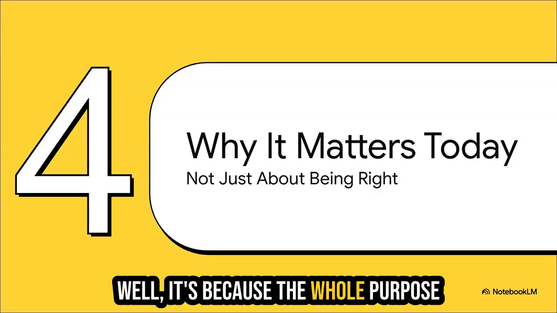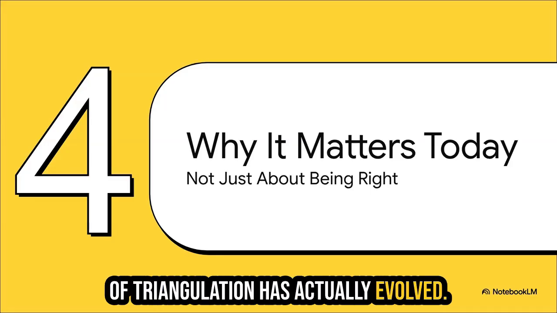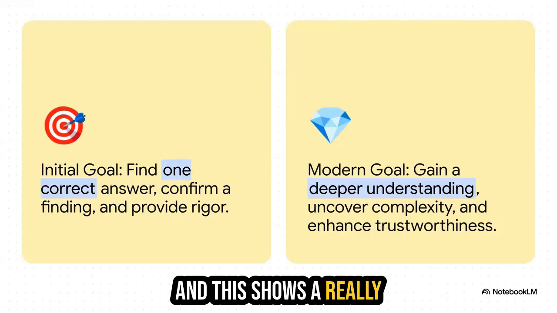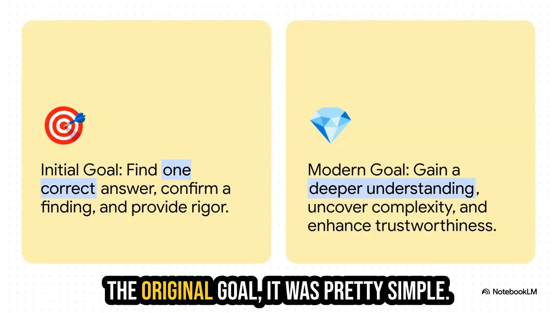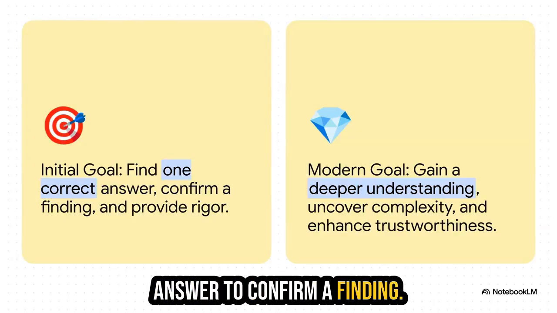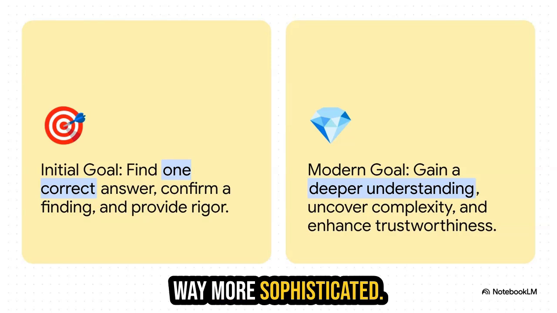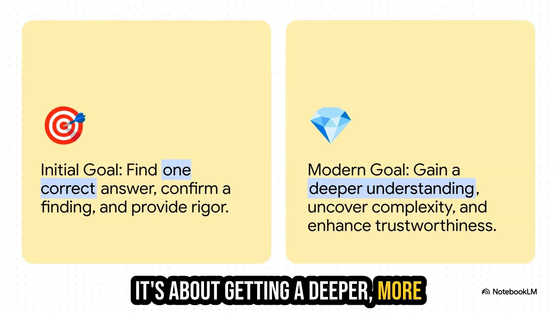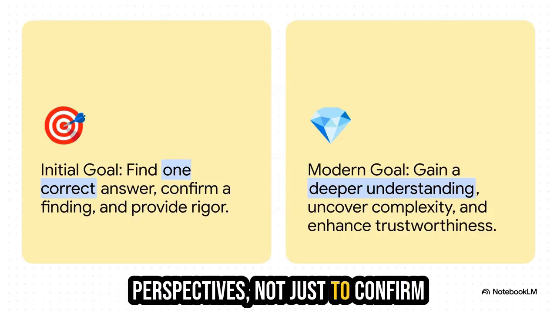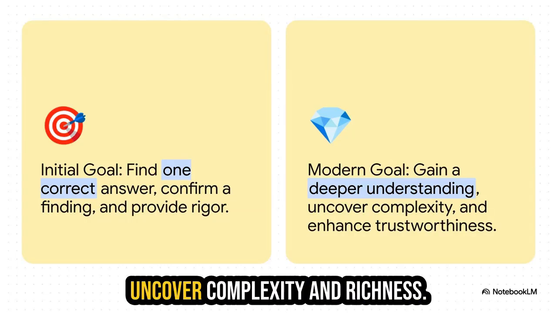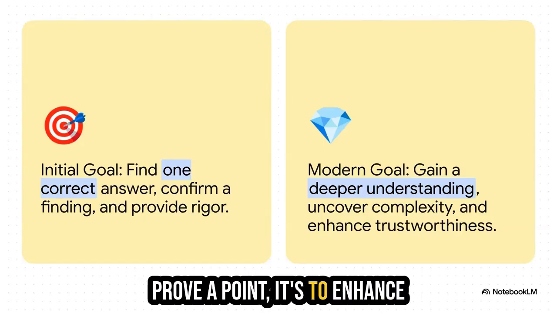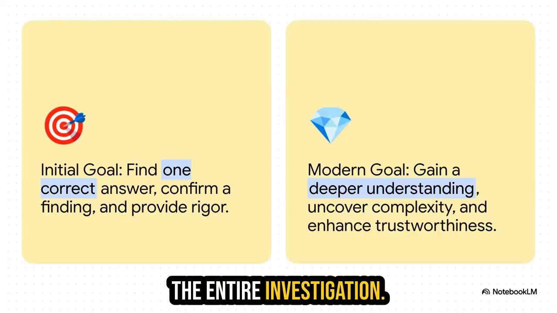Well, it's because the whole purpose of triangulation has actually evolved. It's not just about proving you're right anymore. And this shows a really crucial shift in thinking. The original goal, it was pretty simple. Find one single correct answer to confirm a finding. But today, the goal is way more sophisticated. It's about getting a deeper, more nuanced understanding of something. It's about using all these different perspectives, not just to confirm what you think you know, but to uncover complexity and richness. The goal today isn't just to prove a point. It's to enhance the trustworthiness of the entire investigation.